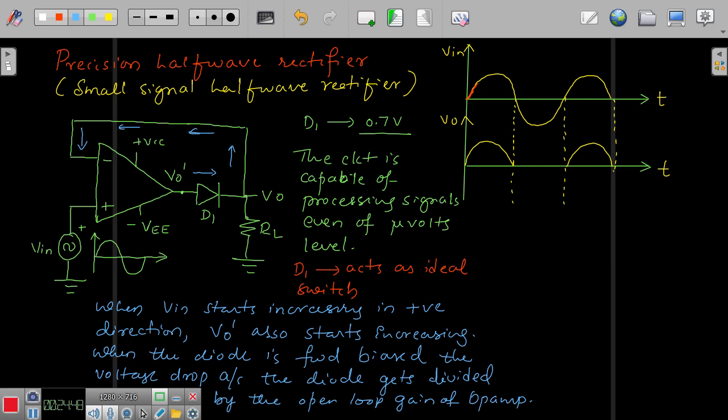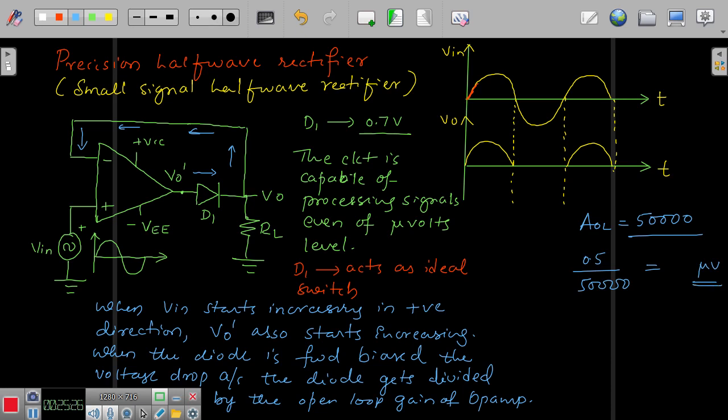Now you can see here, you have got the open loop gain. Whatever the voltage drop you are going to have across the diode, it is going to get divided by the open loop gain. Suppose now the voltage has reached say some 0.5 volts or 0.3 volts. So you know what is the open loop gain, AOL, of an operational amplifier. Typically, if you consider IC 741, it is going to be 50,000.